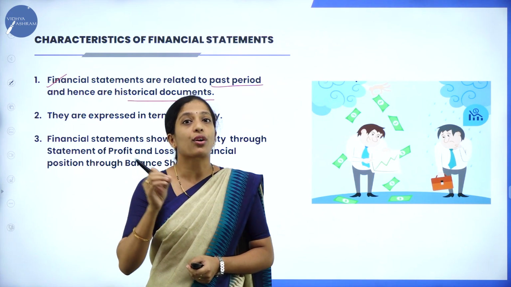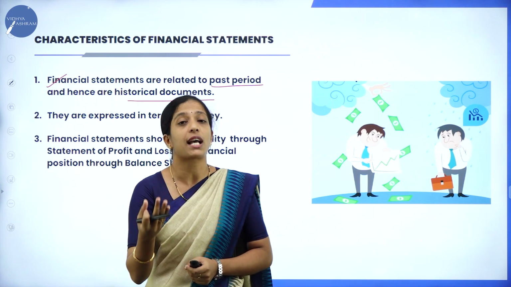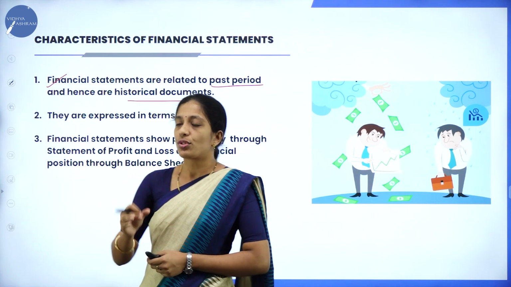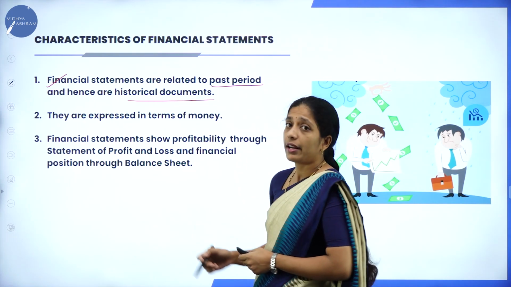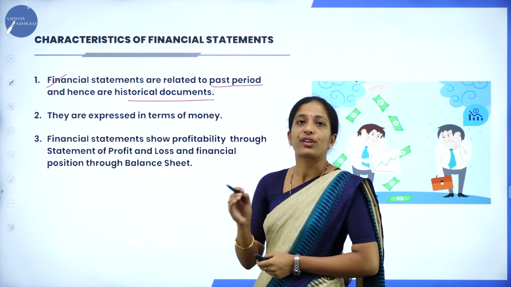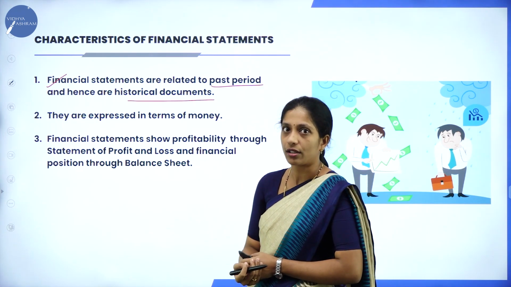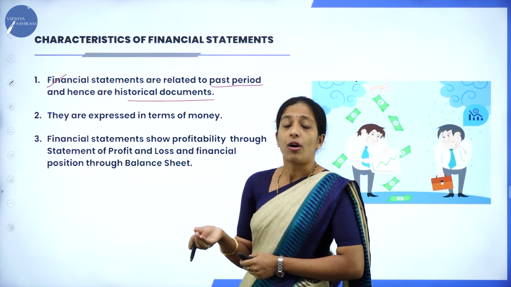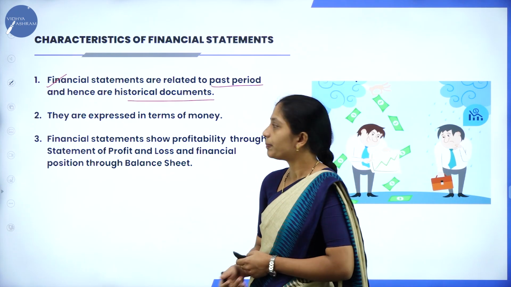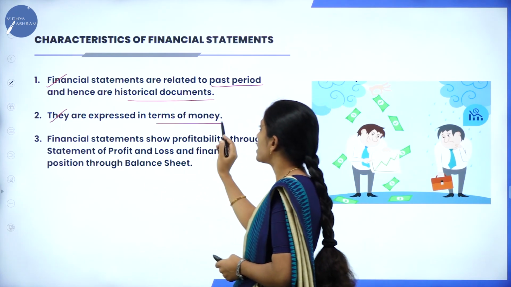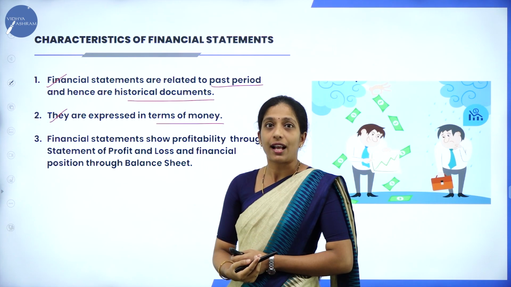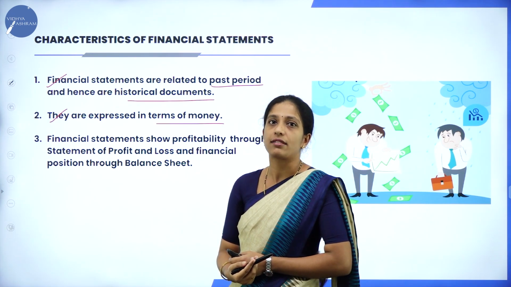We are going to record all the historical costs which have passed. Correct? So our financial statements are related to past periods, and we are going to record only the historical cost which has already been recorded. Correct? And the next one is they are expressed in terms of money. So the transactions are expressed in terms of money.